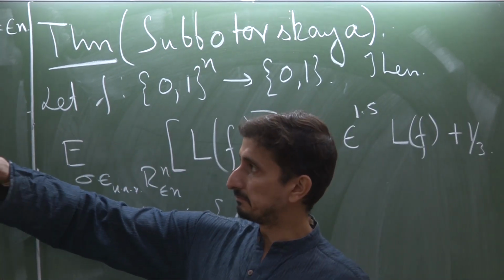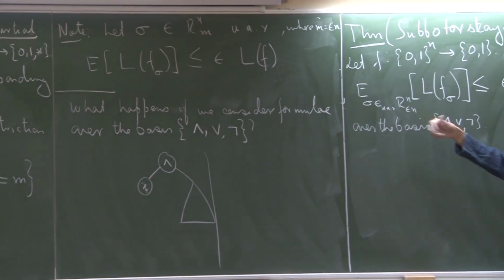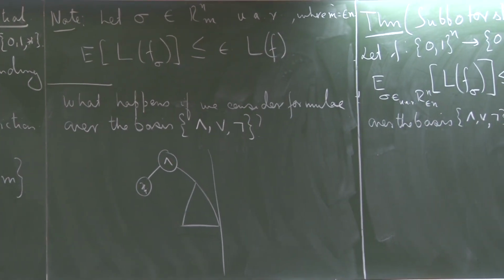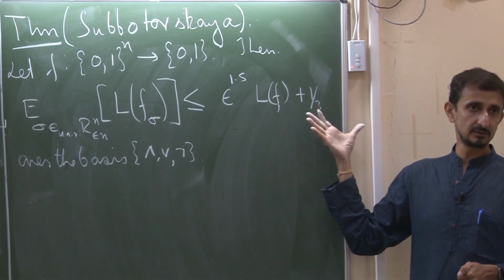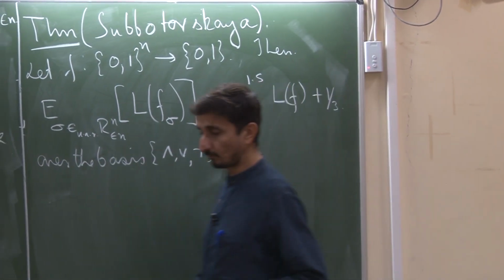So, let us try to just compare this with this over here. This was our initial observation. Observe that here we have a factor of 1.5. So, this is basically a smaller number. So, we get a better upper bound.